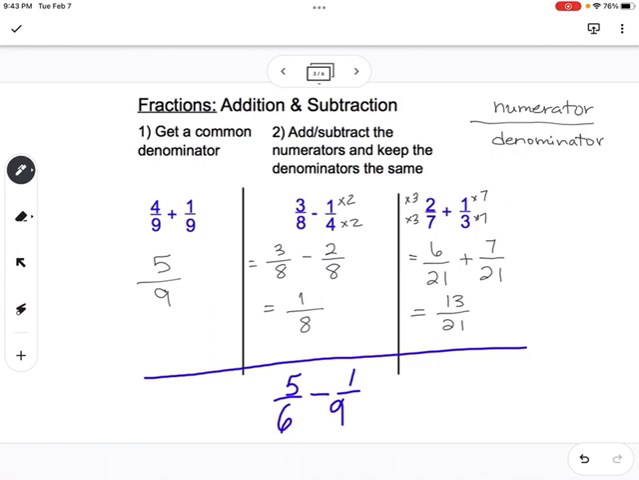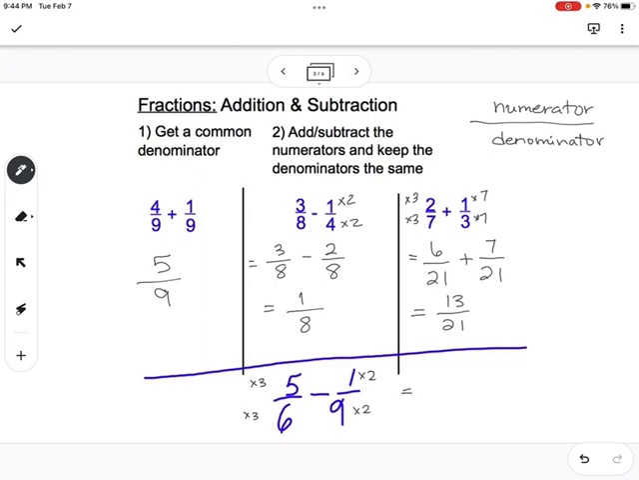Okay, and the last example here, we have 5/6 minus 1/9. The common denominator here will be 18. So a number that we multiply by 6 to get 18, that's 3. So top and bottom get multiplied by 3. 9 times 2 will give us 18. So top and bottom get multiplied by 2.